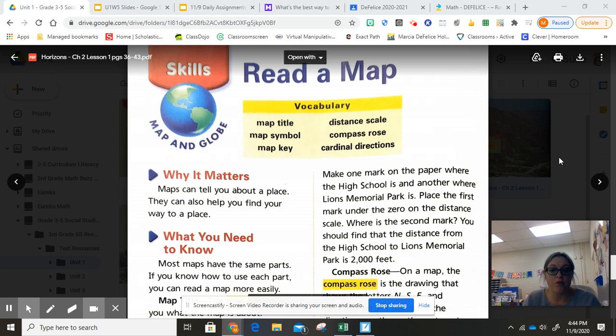Okay, guys, continuing what we did yesterday for social studies. Okay, we're going to focus on a skills practice now, specifically reading a map.